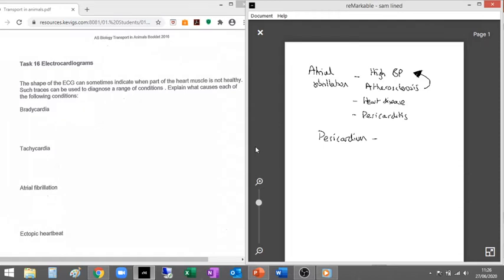The pericardium is the lining that surrounds the fluid sac that contains the heart. So your heart isn't just there floating freely, it is encased in this sort of fluid-filled sac. And that sac has a lining of the pericardium. If that gets infected, it's called pericarditis. And that infection can be a cause of that heart disease, of that heart damage.